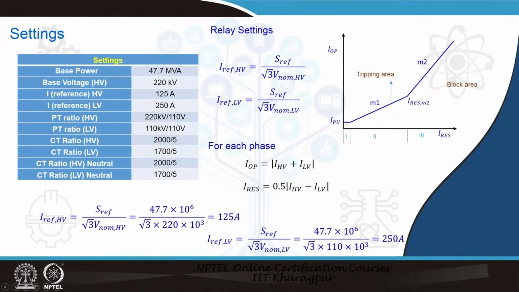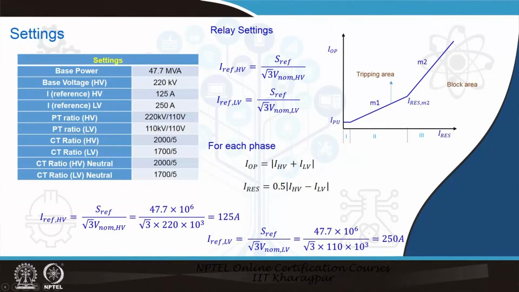Now, in the relay settings we have the PT ratios: 220 kV to 110 volt and 110 kV to 110 volt. We have CT ratios of 2000:5 and 1700:5. For the percentage bias characteristic we have considered 3 sections: section 1 this portion, section 2 this portion, and section 3 this portion. M1 is the lower slope, and between section 2 and section 3 is the M2 section.